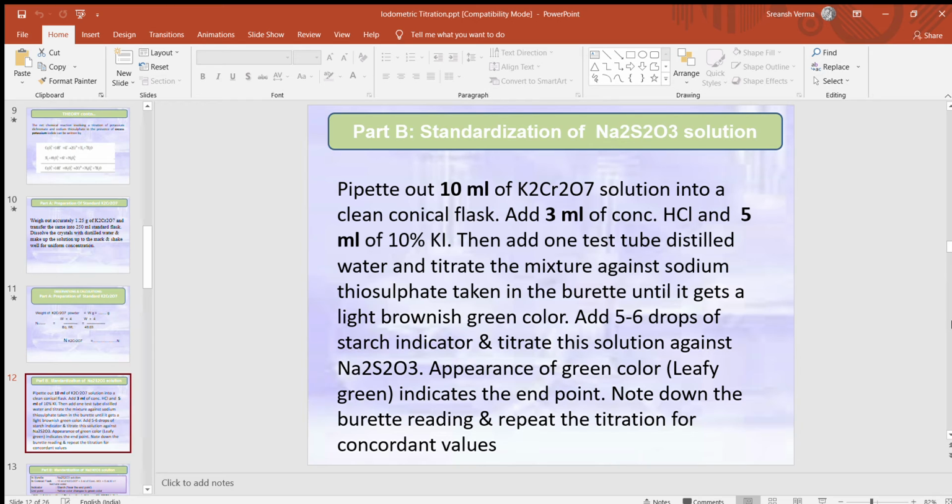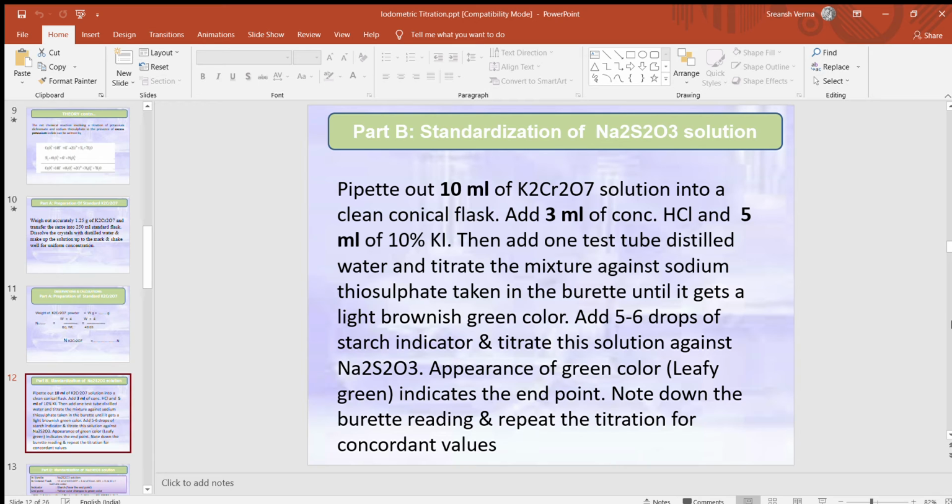So once we add this starch to the light brownish green color, again your solution will turn dark in color. Then you add another few drops of sodium thiosulfate, and suddenly your solution will turn into a leafy green color. So it is easy to perceive the color change at this point. That is why we say that even without the addition of starch you can reach the leafy green color. But why are we adding starch?